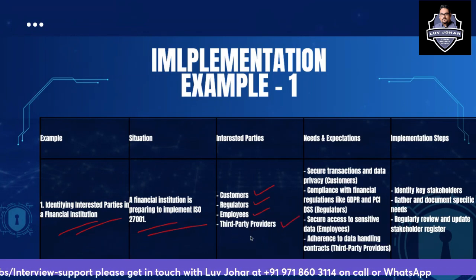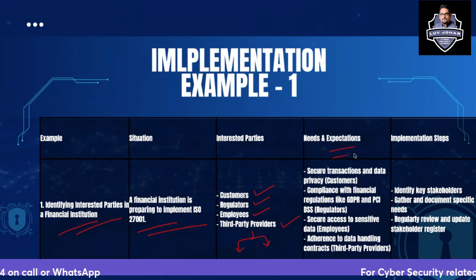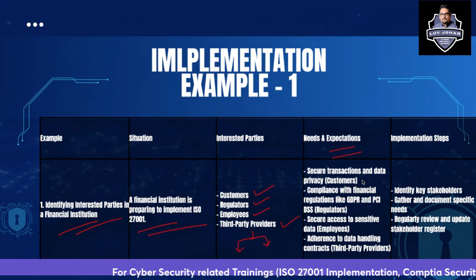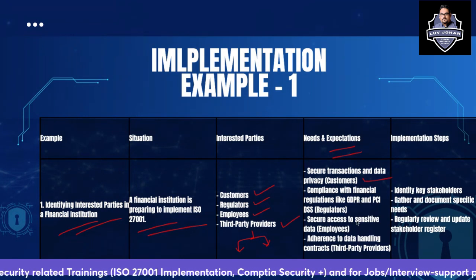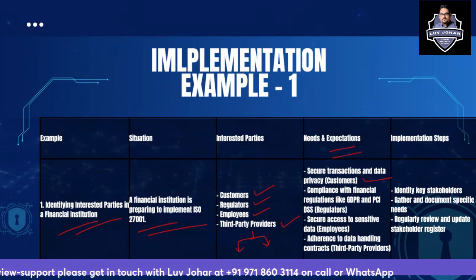So you can see that here we have a mix of internal and external both. Both types of interested parties are there. Now we need to understand what all are the needs and expectation of these interested parties. So first of all, you have customers. Customers mainly require that the secure transactions and data privacy should be there for all the data that they have with the financial institution, their bank accounts, whatever information that they have is secure during the transactions as well as from a data privacy perspective.